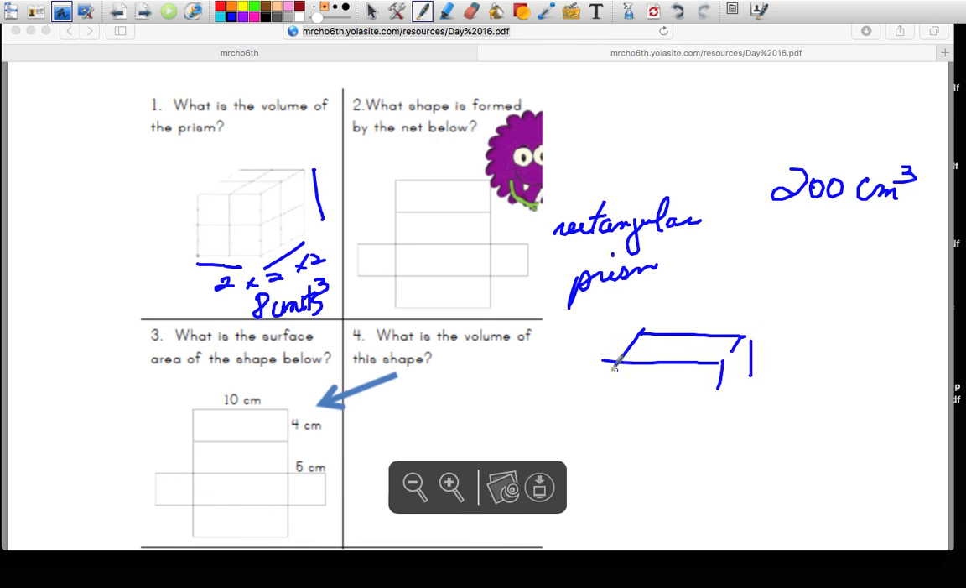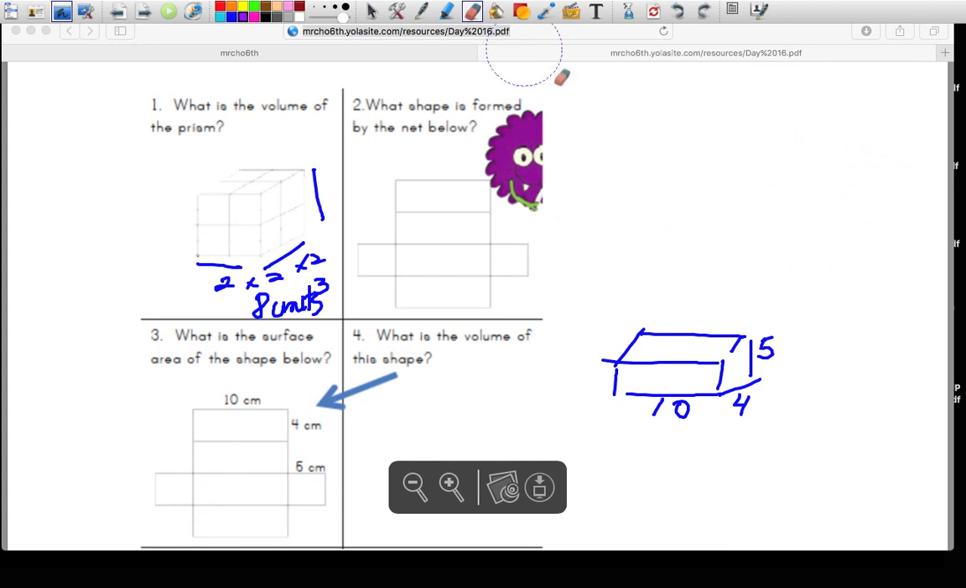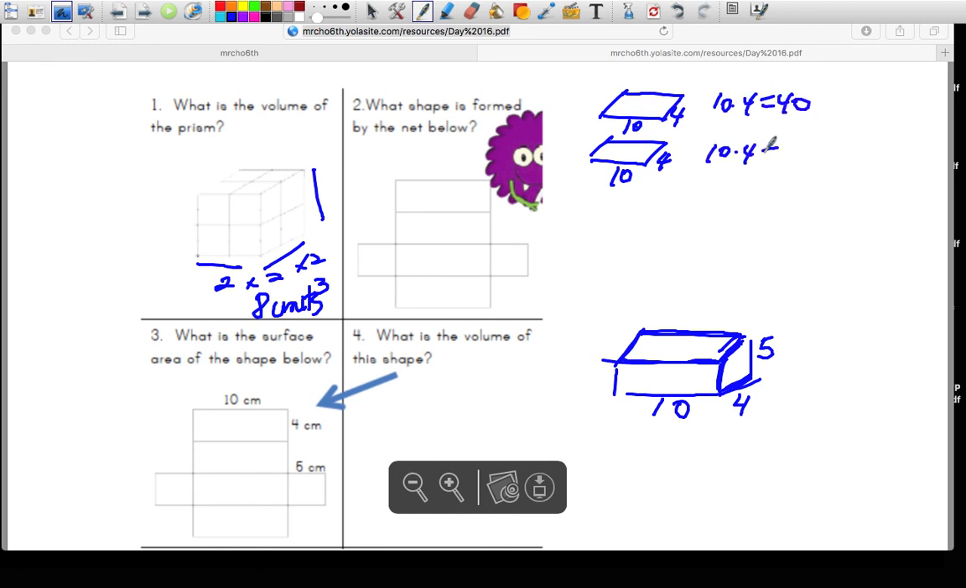Okay, so what do we know? That the length here is 10, the height is 5, and the width is 4. So there's my prism. Once you have that, I'm going to switch colors. I can do top and bottom. My top and bottom are 2 of these rectangles, and I'm going to use 10 and 4. 10 times 4 is 40, and 10 times 4 is 40 again.